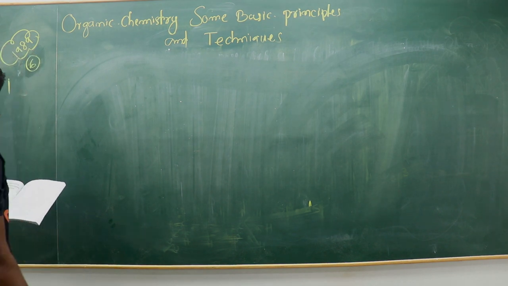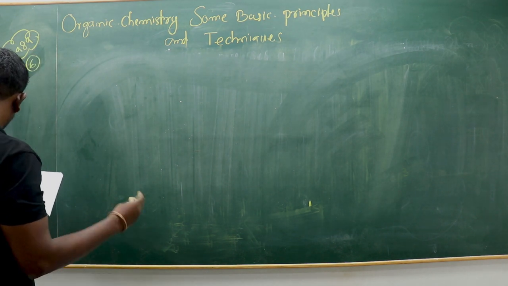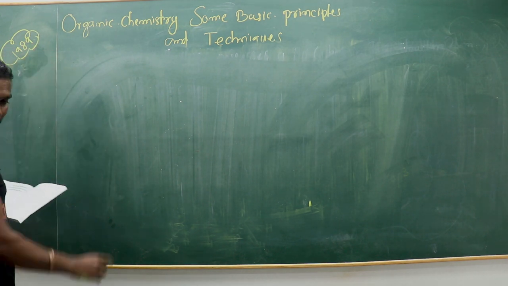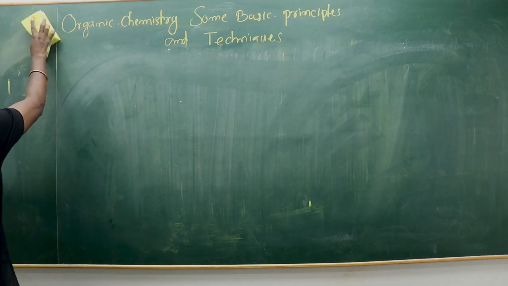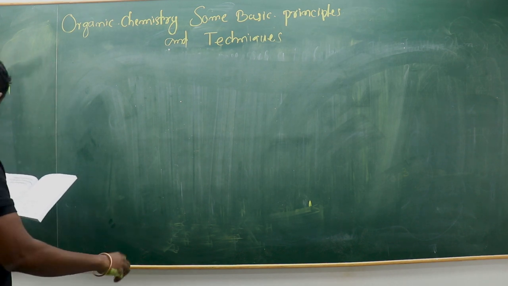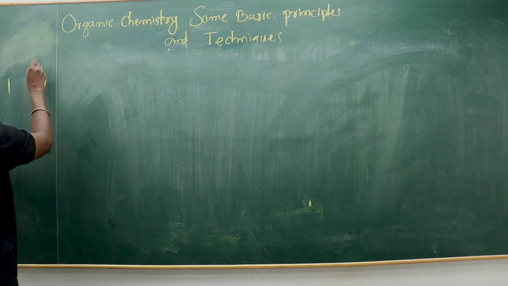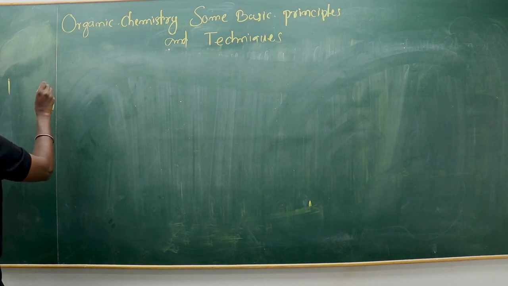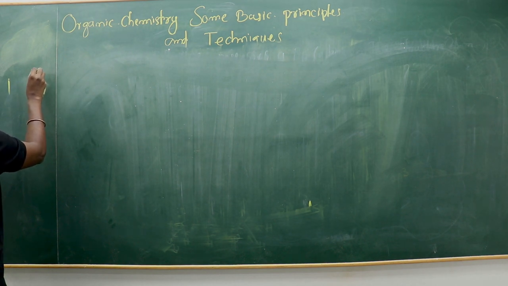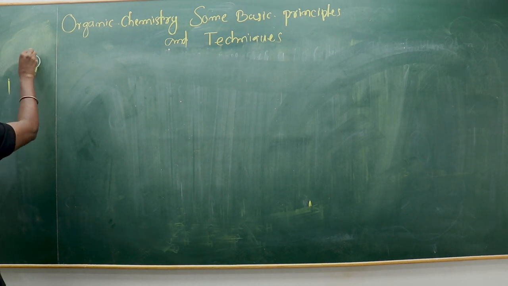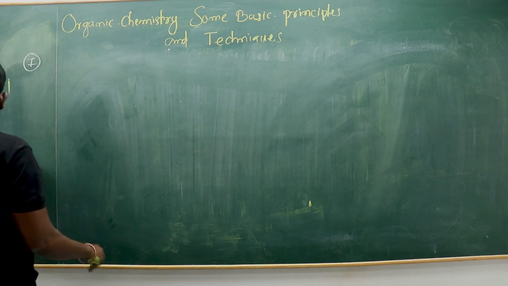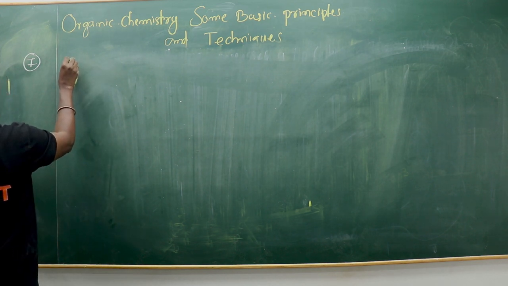Likh lo beta. Nomenclature ka question aa gaya. Before that question, we'll discuss. Likh lena beta, question saath saath likhna. Sixth question, seventh question. Seventh question. Chalo.